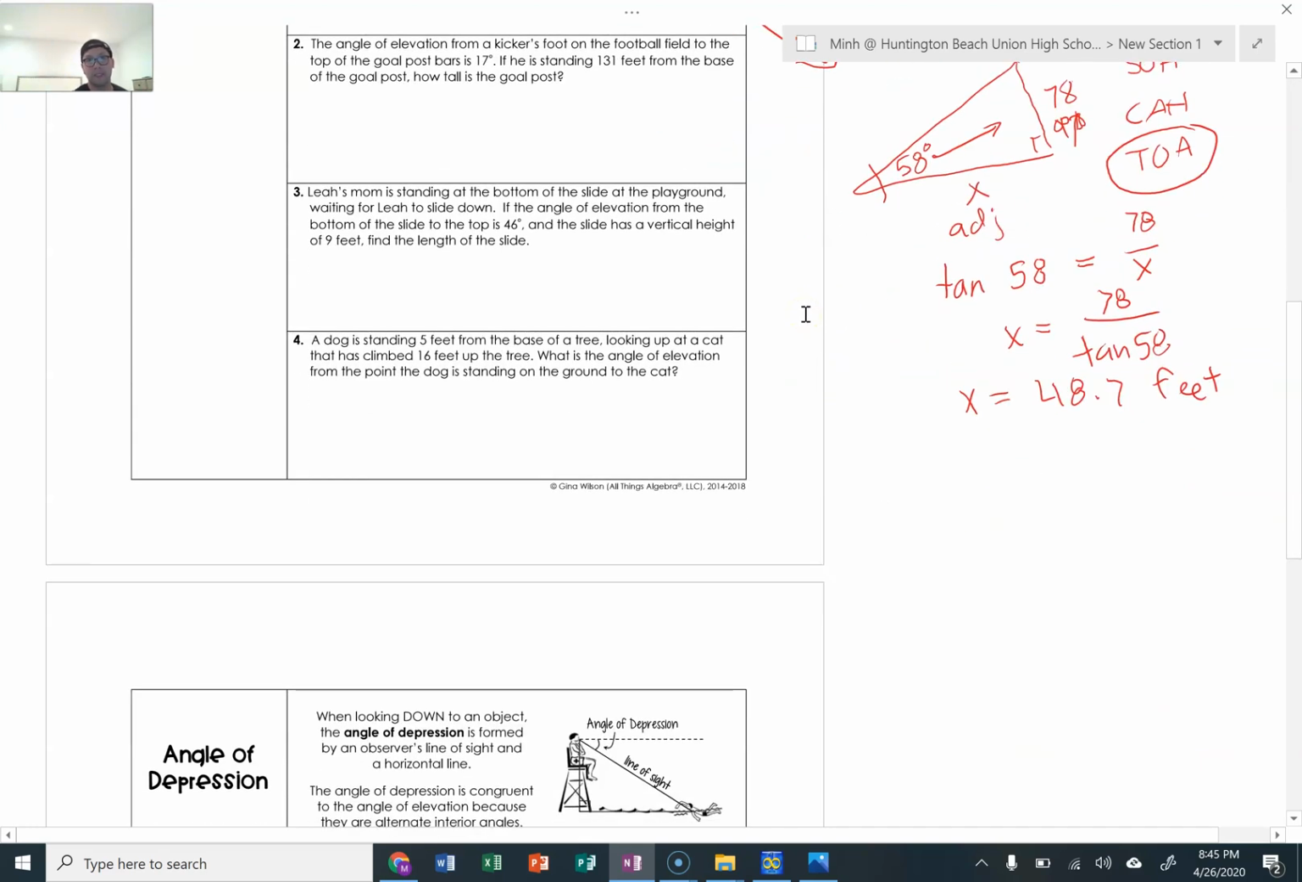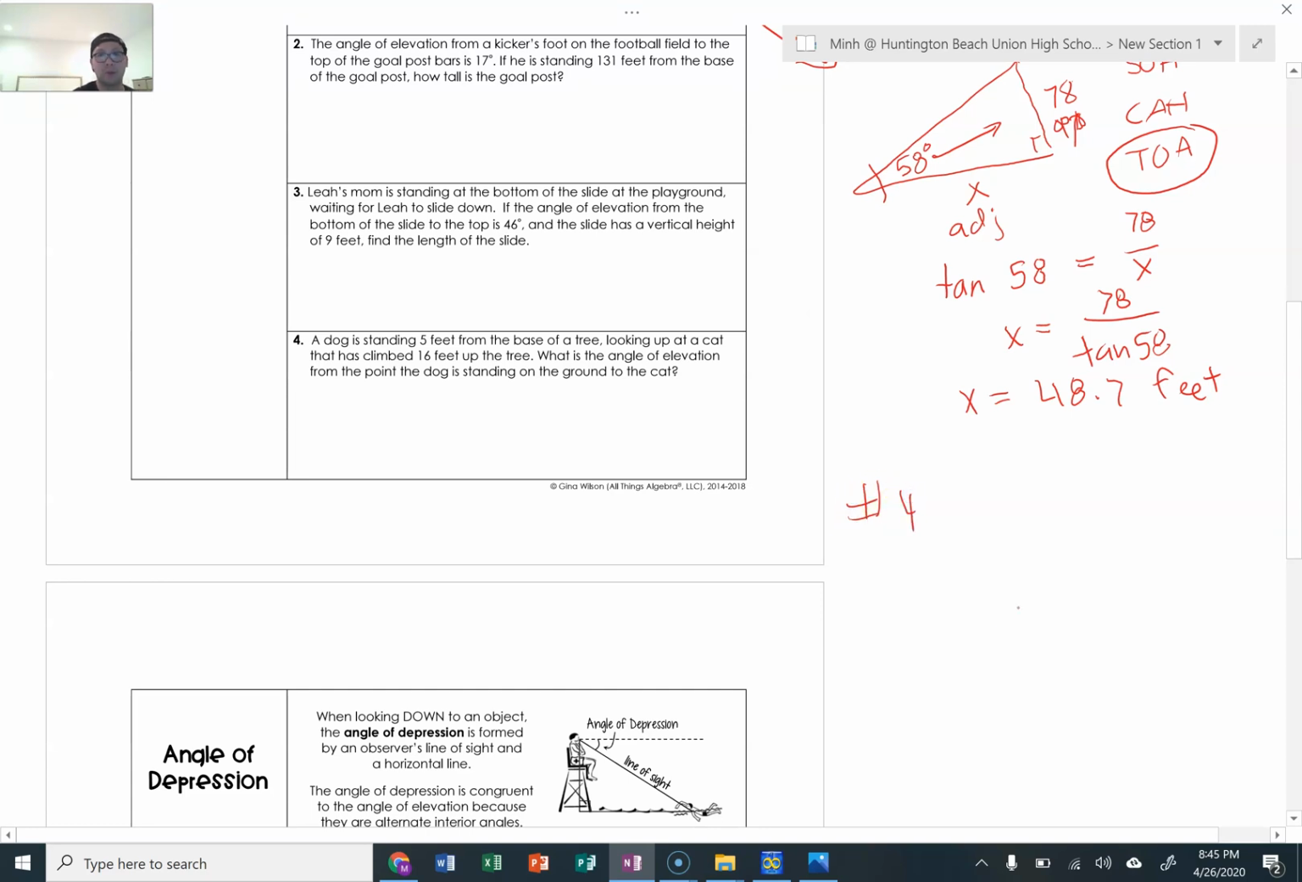Number 4 states a dog is standing 5 feet from the base of a tree, and it's looking up at a cat that is 16 feet up on the tree. What is the angle of elevation? That should hint that the dog is looking up at the cat on the tree. What is the angle of elevation from the point the dog is standing on the ground to the cat? So it's a point on the ground. So let's do number 4.